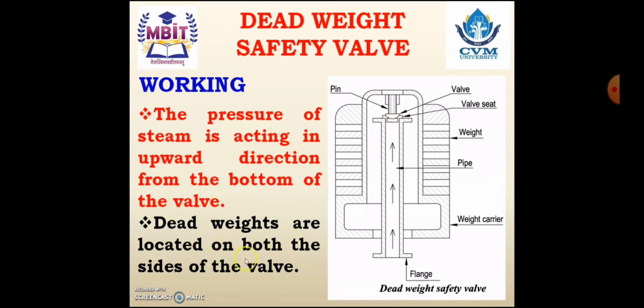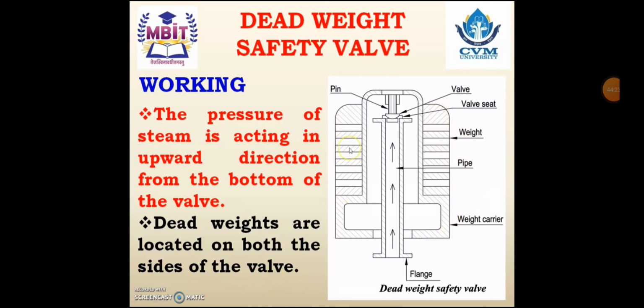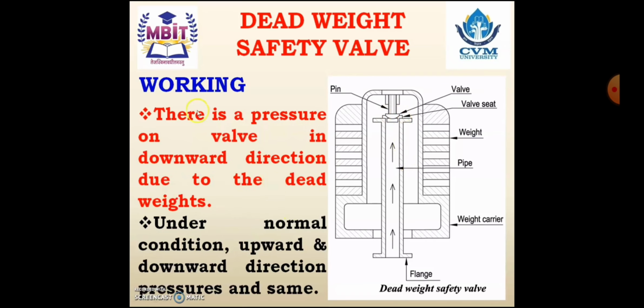Dead weights are located on both sides of the valve. These dead weights are connected to a pin, and this pin is connected to the topmost position of the valve. So there is a pressure on the valve in the downward direction due to the dead weight.